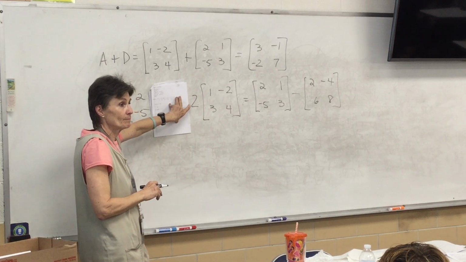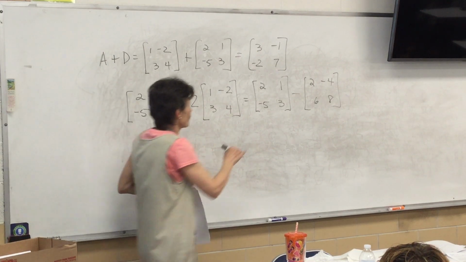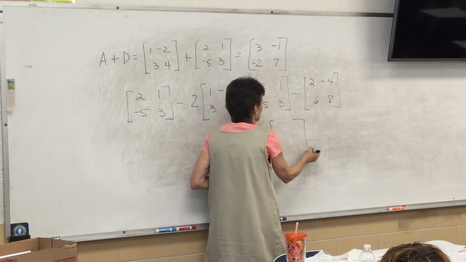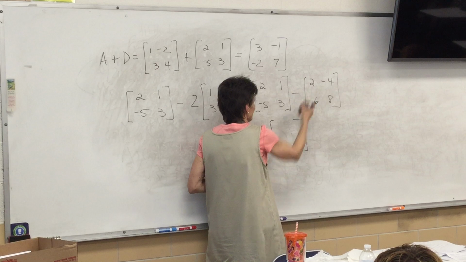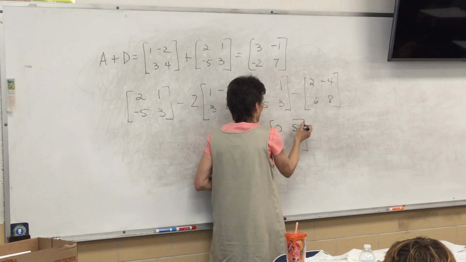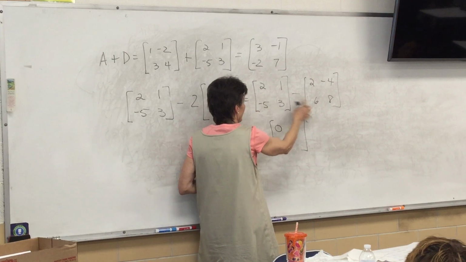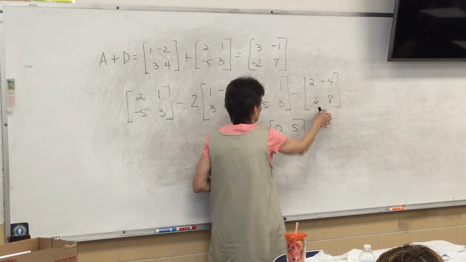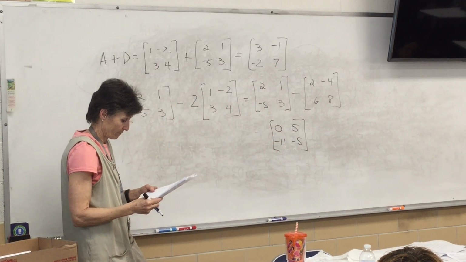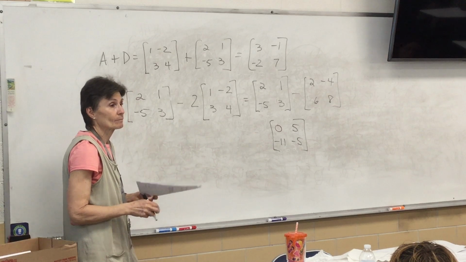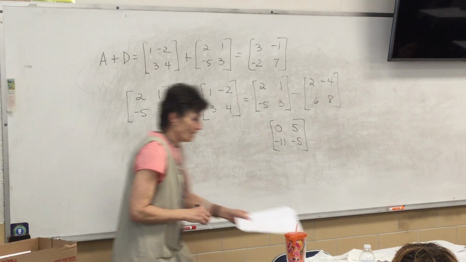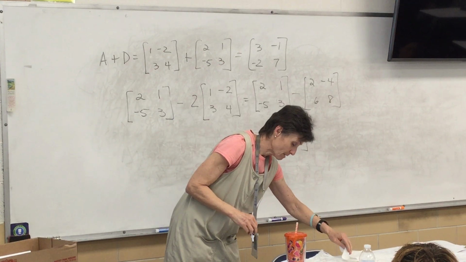Everybody okay with that? Now, I got to subtract. So I'm going to subtract the same way I added. So 2 minus 2, 1 minus negative 4, watch your arithmetic, negative 5 minus 6, and 3 minus 8. Is that okay?